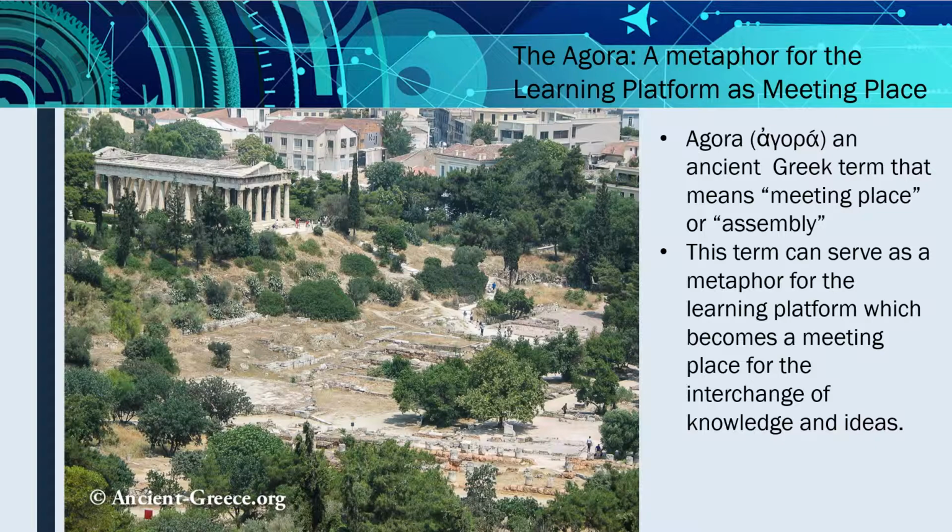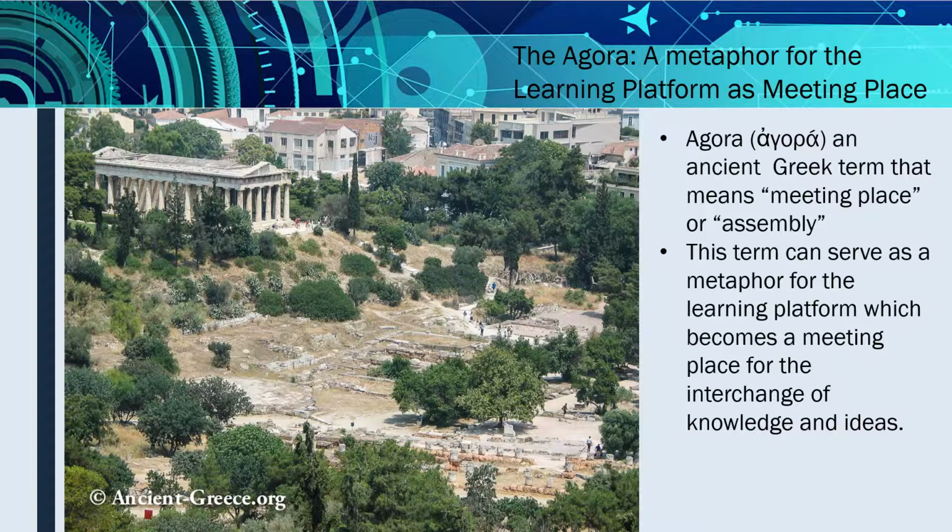In its simplest form, the learning platform is the vehicle of content delivery and interaction. At its most complex, it is a meeting place where education and interaction mesh together. In ancient Greece, the agora, a term that means meeting place or assembly, was the dynamic heart of the polis or city, according to the Agora of Athens. This place gave the city a sense of community and built relationships between people.